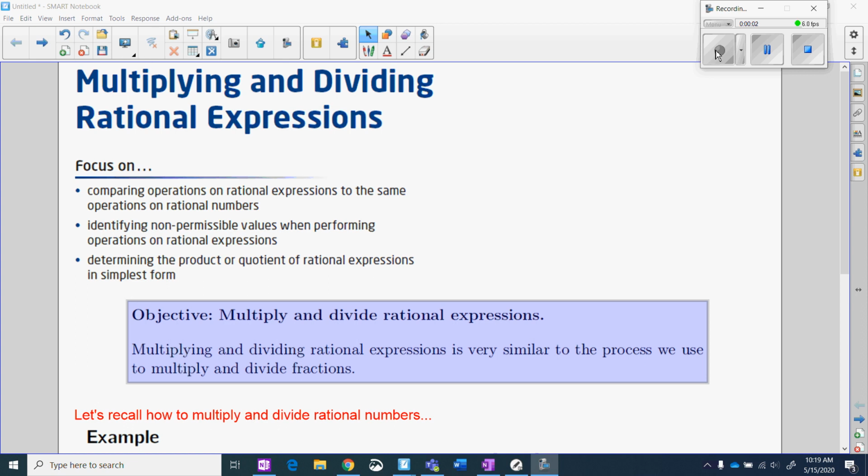In this video, I'm going to continue our discussions on rational expressions. We will move into how to multiply and divide rational expressions. Now, before we get to that, we will just take a moment to refresh your memories on exactly how it is that we multiply and divide just regular numeric fractions.